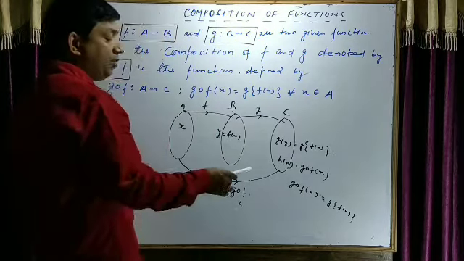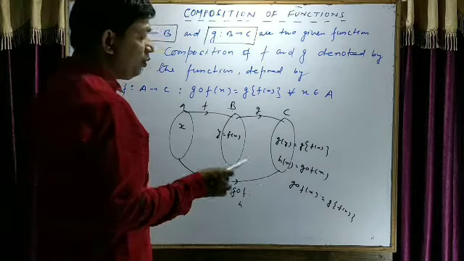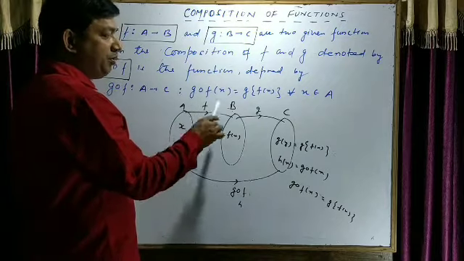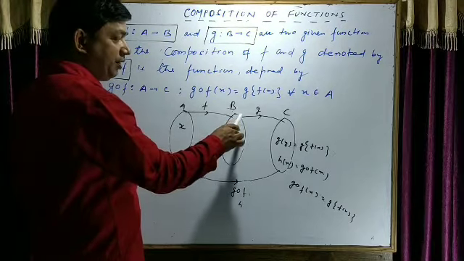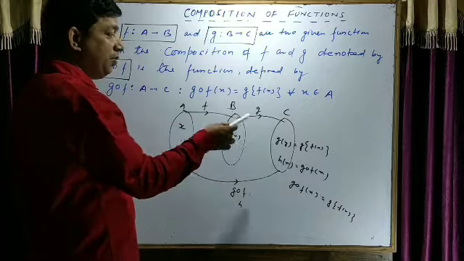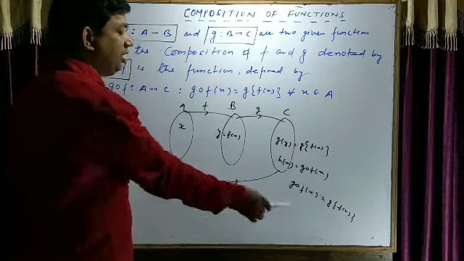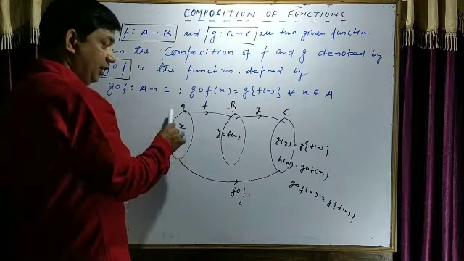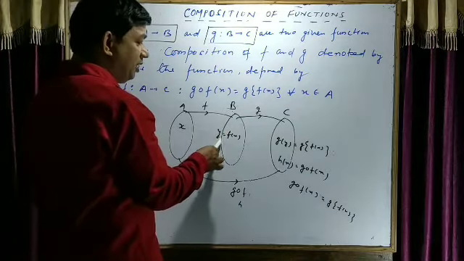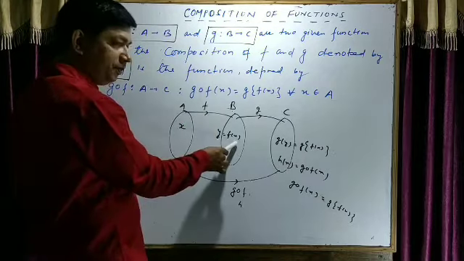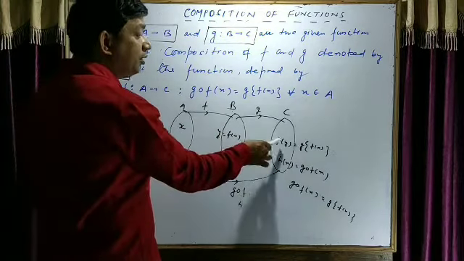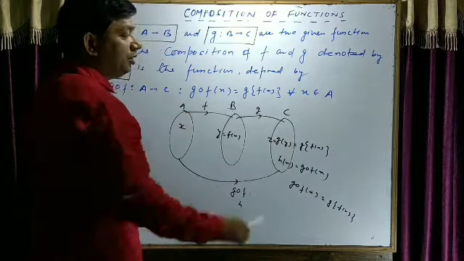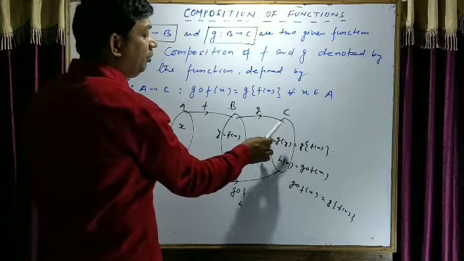Clear? So it is a composition of two functions. One function is f, which is from A to B, and the second function is g, which is from B to C. Then a function from A to C is denoted by GOF. If x belongs to set A and y belongs to set B, then the value of y is f of x. And if here you say z belongs to C, then what happened?